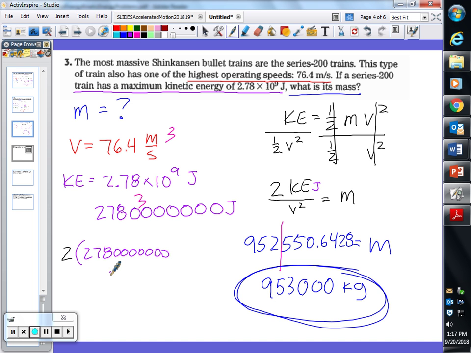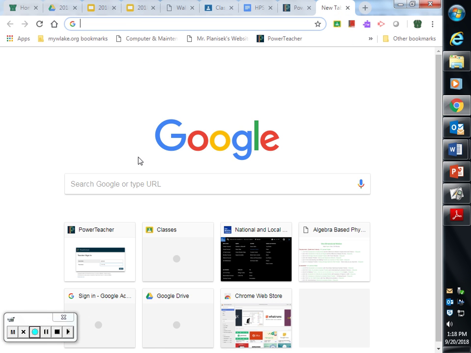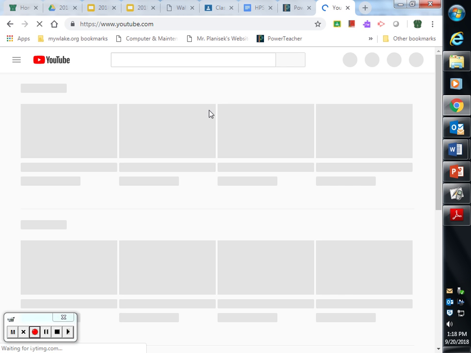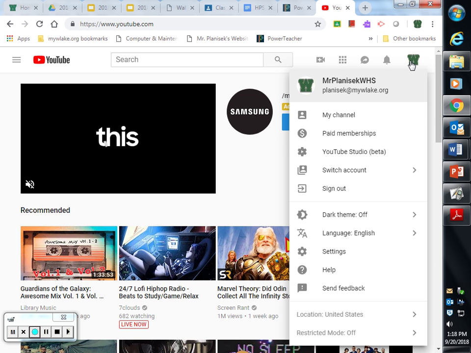There's more practice from the book that's listed, but it's just calculations like this. So if you look, I think on Mr. Planasek WHS, or hold on a second, let me check. Stay there, Alex. I can't remember what my name is on here. Let's see. I am Mr. Planasek WHS. Okay.